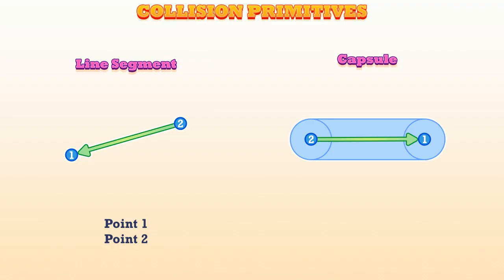A capsule represents the swept volume of a sphere between two update frames, the current and the previous. Between the frames, the sweep is linear, so a capsule is just a line segment with a radius. Collision detection between a line segment and capsule is fundamental for detecting dynamic collision between two spheres and a sphere and a bounding box.